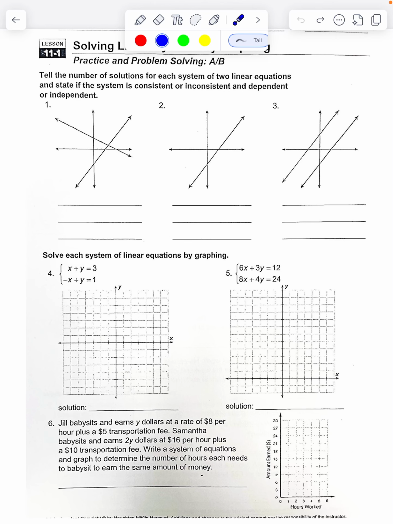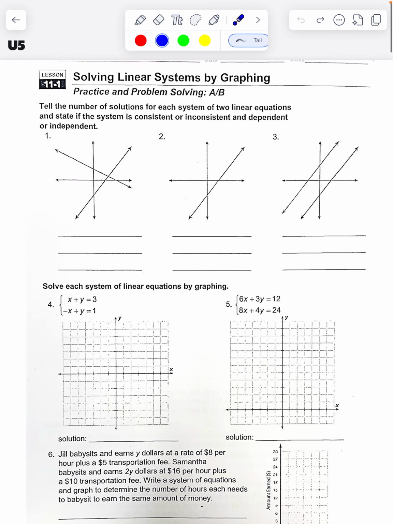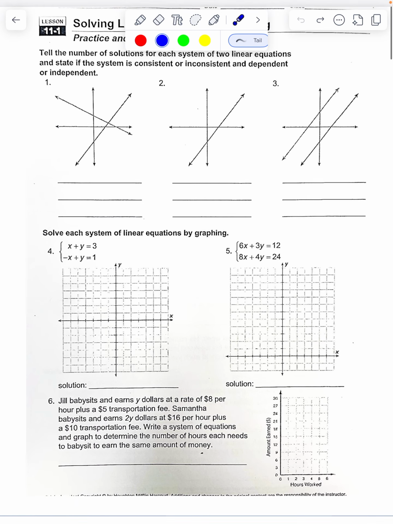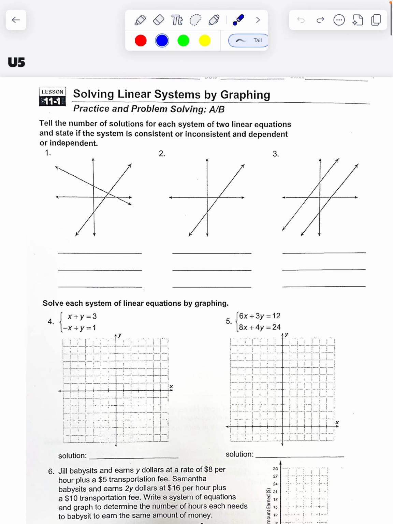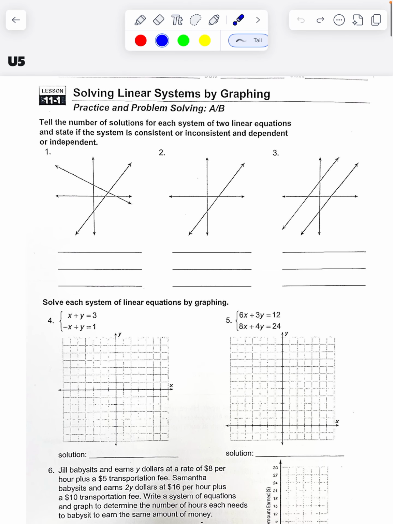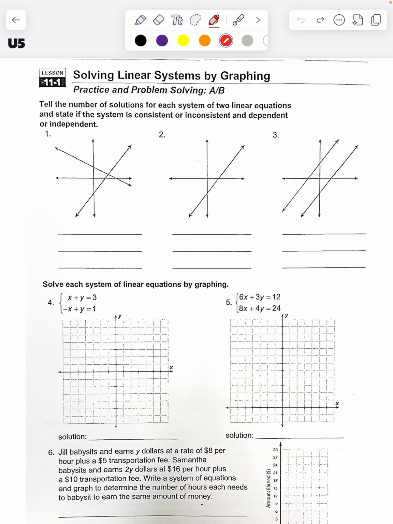Okay, Unit 5. Unit 5 is about linear systems. Now we have the first part, lesson 11.1, solving linear systems by graphing. So, the first part, tell the number of solutions for each system of two linear equations and state if the system is consistent, inconsistent, dependent, or independent. Okay, the first one, let's look at the first graph.